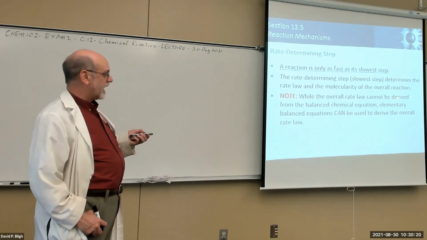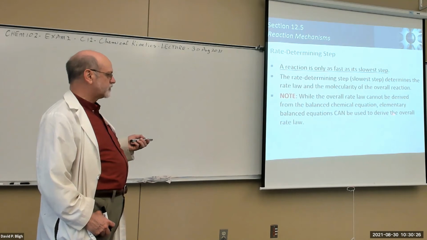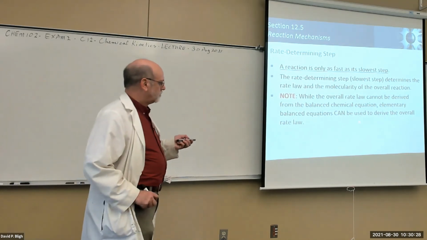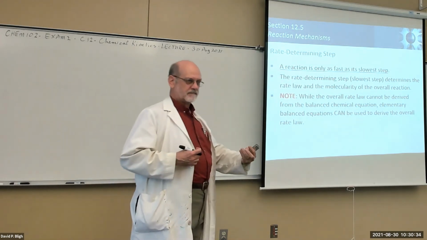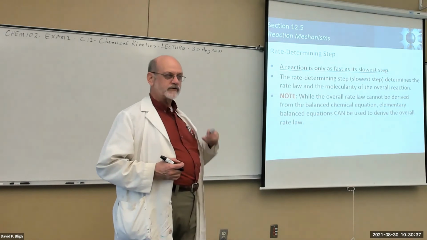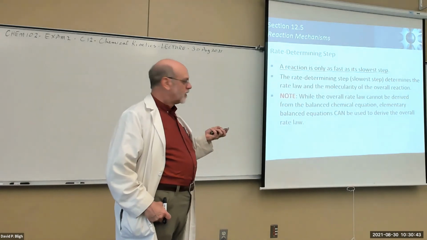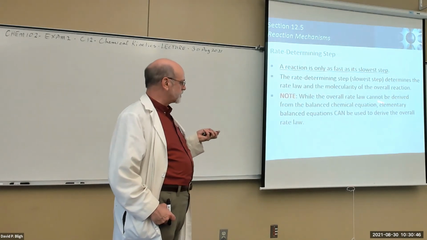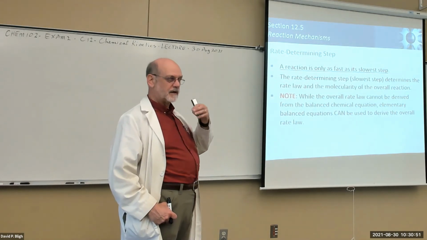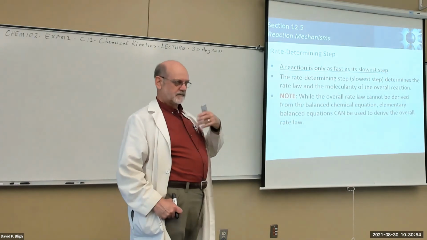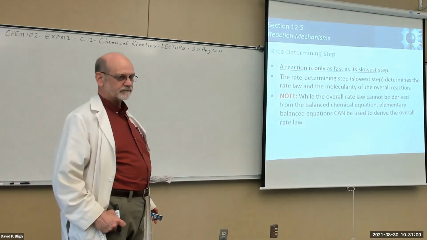So while the overall rate law can't be derived from the balanced equation, elementary balanced equations can be used to derive overall rate laws. So that's another condition for the proposed elementary steps, the mechanism. If you can derive the overall rate law from a combination of the elementary steps, then that's another feather in your cap. That's another point saying that your mechanism is probably true.